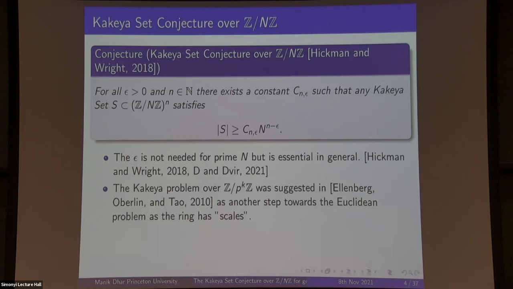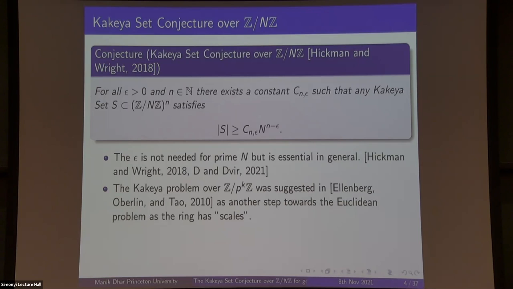If you work over the ring of p-adics and you try to formulate a similar Kakeya conjecture over the p-adics, then there is a way of connecting this problem over mod p to the Kakeya conjecture over the p-adics by discretizing the p-adics to the scale p raised to k.